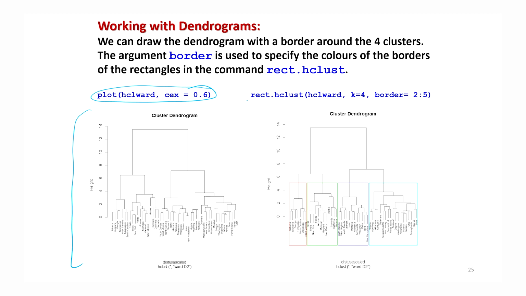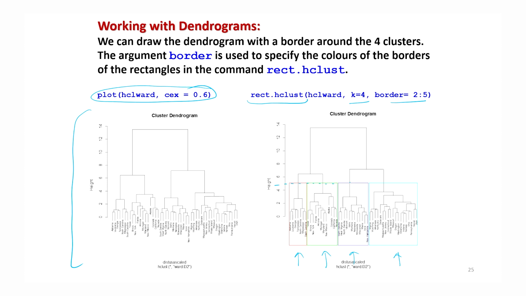But when you use the command rect.hclust with k equal to 4 and border equal to 2:5, you get this type of structure. You can see box number 1, 2, 3, and here 4. So these 4 boxes have been created. This is equivalent to what you have done earlier.